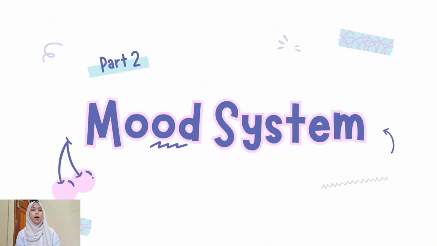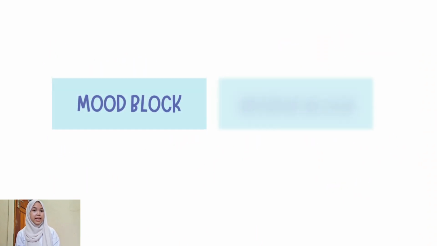Next, we move to the second part, which is the mood system. The mood system focuses on interaction in a clause. It shows how speakers give information, ask questions, or exchange meaning with others. In the mood system, a clause is divided into two main parts, which are the mood block and the residue block. The mood consists of the subject and the finite.